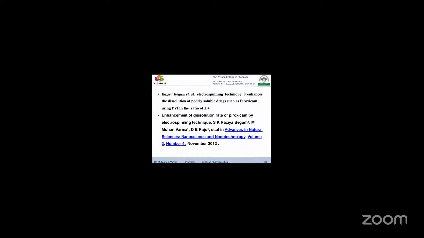Razia Begum et al. employed the electrospinning technique to enhance the dissolution rate of a hydrophobic, anti-inflammatory drug by employing PVP, with a drug to polymer ratio of 1:4. We can enhance the dissolution rate of the water-insoluble anti-inflammatory drug by employing the electrospinning technique.